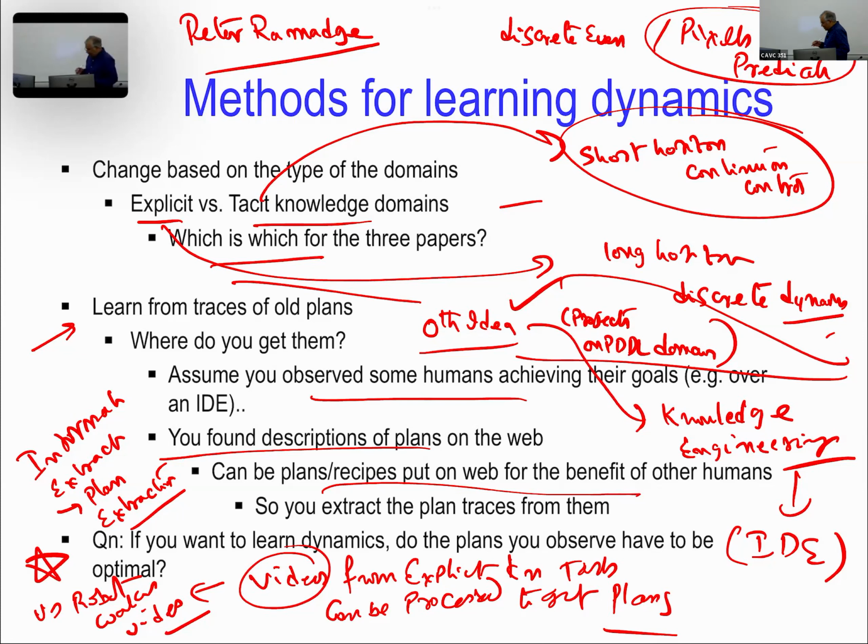One last thing is, if you are learning dynamics, does the behavior that you see, the traces of the behavior that you see, do they have to be optimal or not? No. Do you guys see that, right? We want them to be diverse, maybe. You want them as diverse as possible? I'm thinking no, because in my mind, so long as it achieves the specified goal.